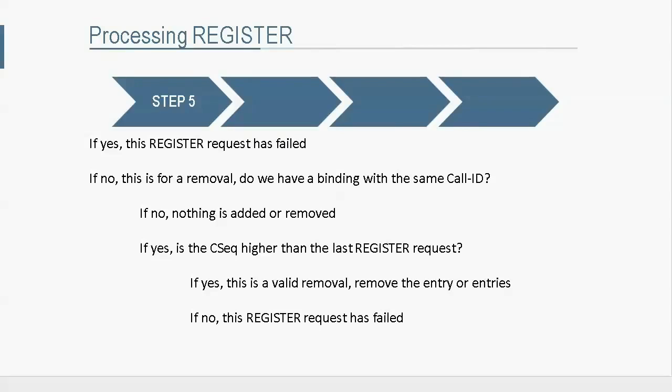Do we have a binding with the same call ID? If no, nothing is added or removed. If yes, is the CSeq higher than the last register request? If yes, this is a valid removal. Remove the entry or entries. If no, this register has failed.